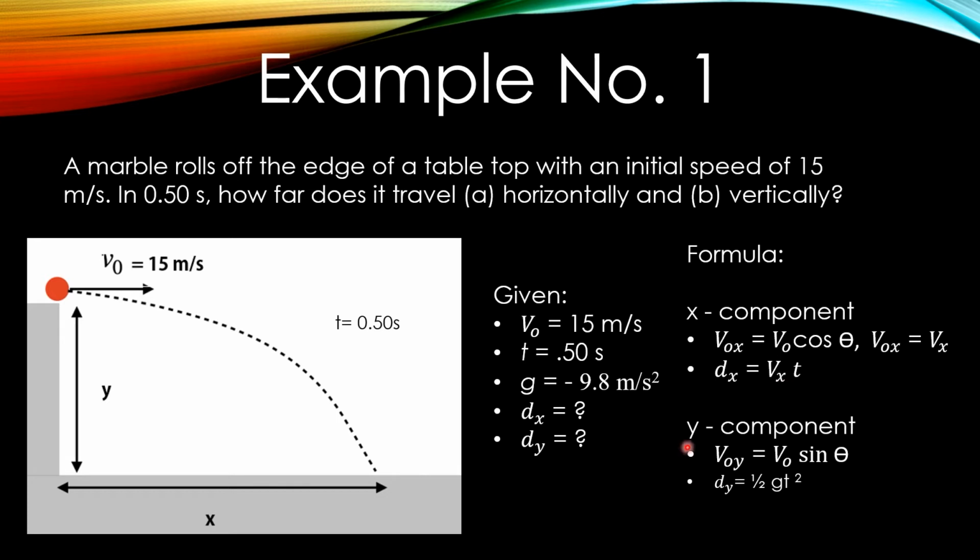Next are the formulas for the y component. We have the initial vertical velocity, which is equal to the initial velocity sine theta. To find the vertical displacement, we have the formula dy is equal to 1/2 times the gravitational pull times time squared. Now let's make use of the following formulas.